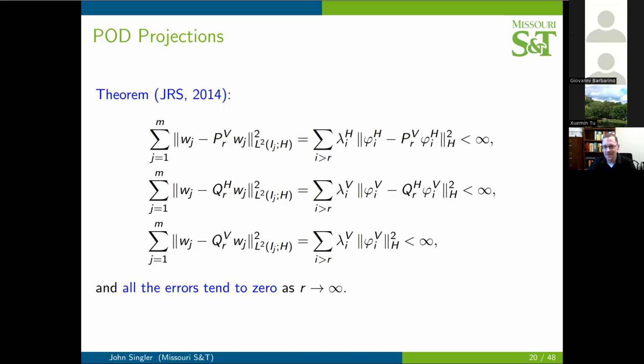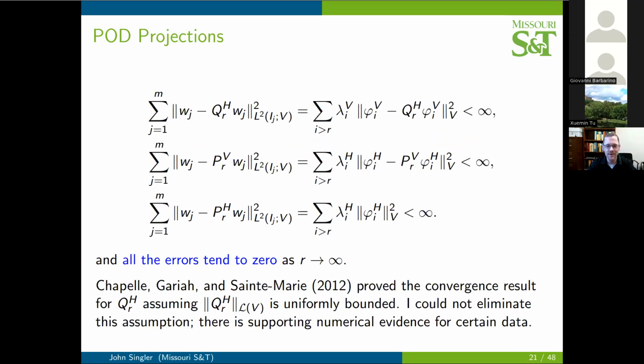So if you see the first one there, the first equality, you're looking at the POD modes constructed in the space H, but the projection is using the space V, right? So again, there's this mismatch. And it's the similar thing throughout. I won't go into all of these things.